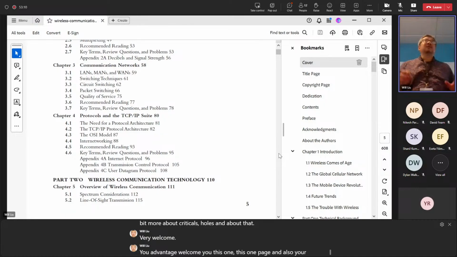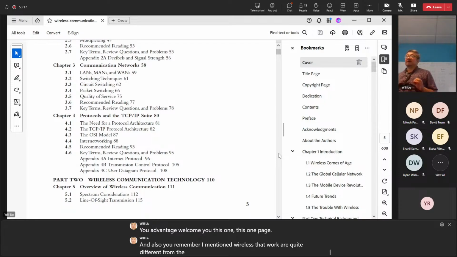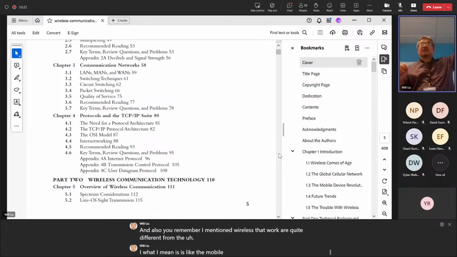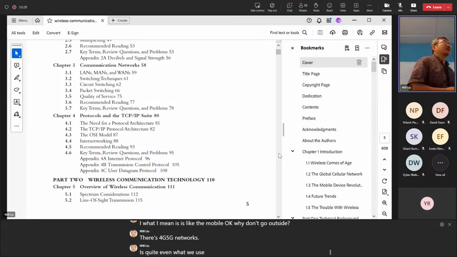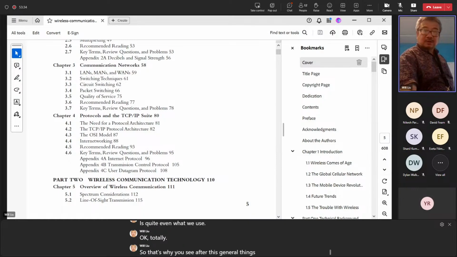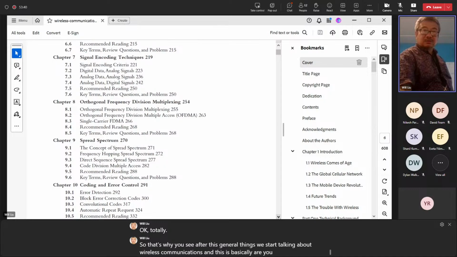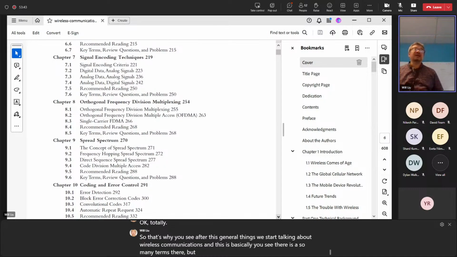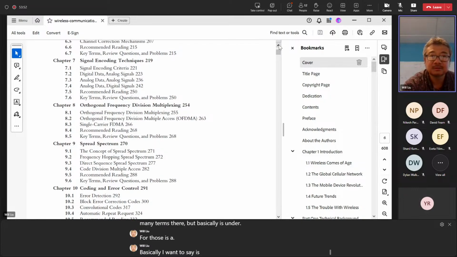And you remember I mentioned wireless networks are quite different, I mean like mobile. When you go outside, 4G and 5G networks are quite different from the Wi-Fi we use. They are totally different. So that's why, after these general things, we start talking about wireless communications. You see there are so many terms there, but basically this is wireless.